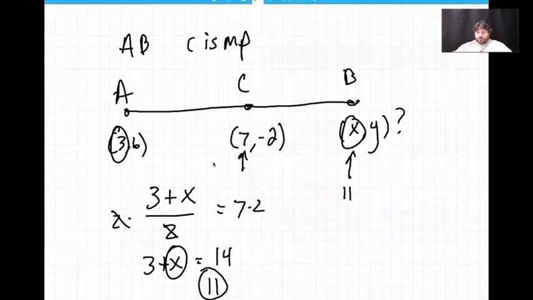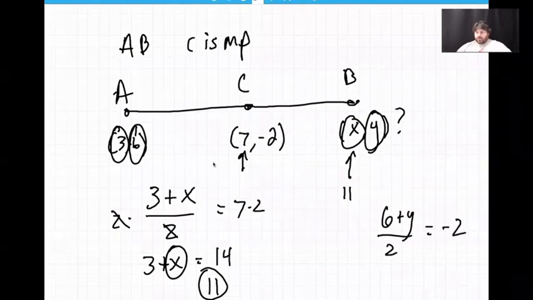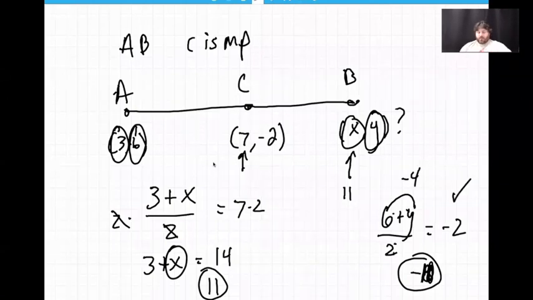Then I do the same thing with the y values. I know that (6 plus y) divided by 2 should equal -2. And I just do the same process. It ends up being -8, because 6 plus -8 is... it's -10. 6 plus -10 is -4. When I divide that by 2, I get -2, and I've got my right answer.